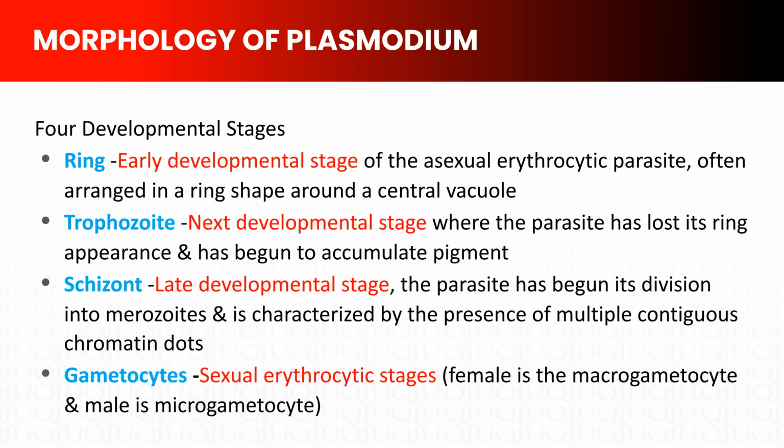Finally, gametocytes are the sexual erythrocytic stages. The macrogametocyte is female, and the microgametocyte is male. These sexual forms are taken up by mosquitoes to continue the life cycle.